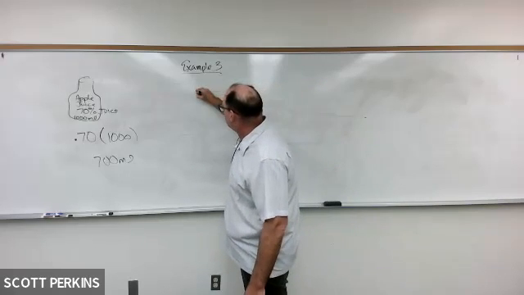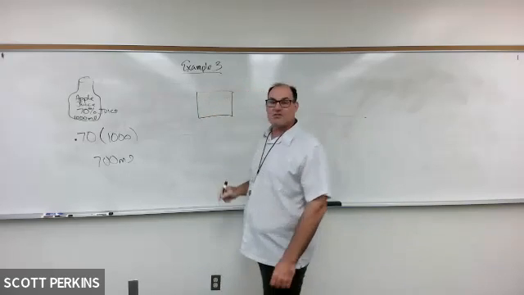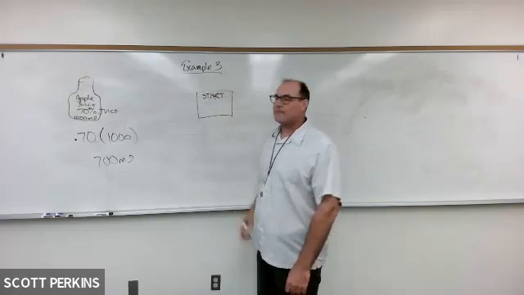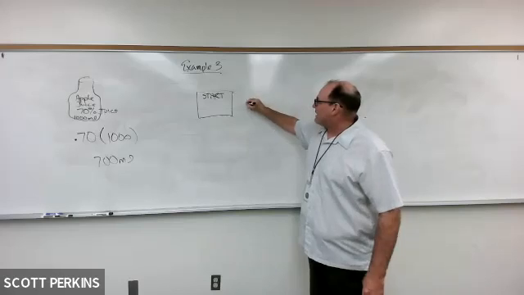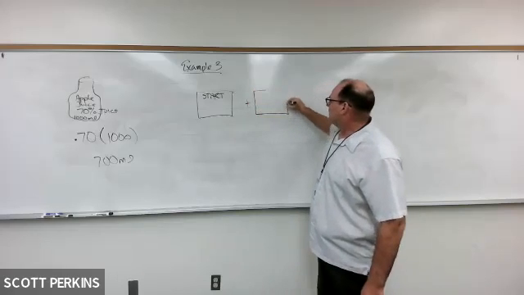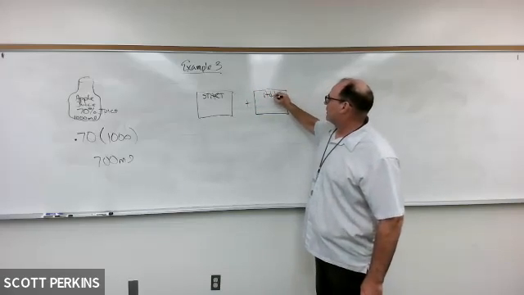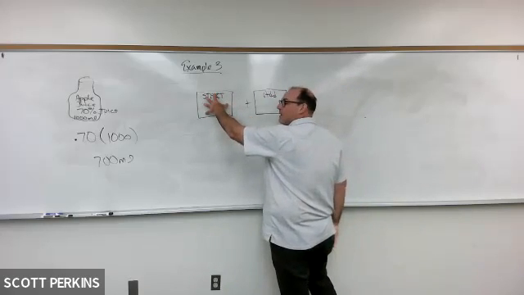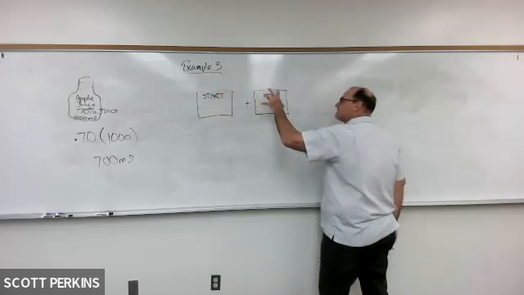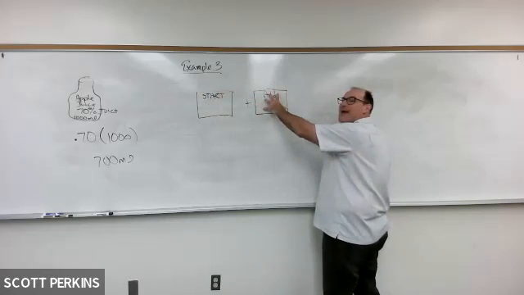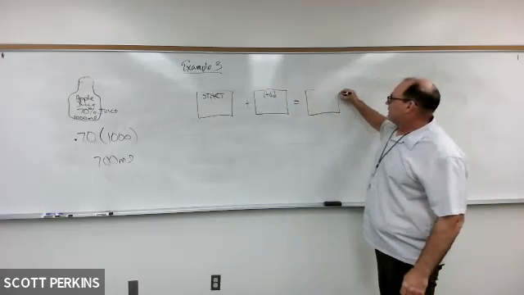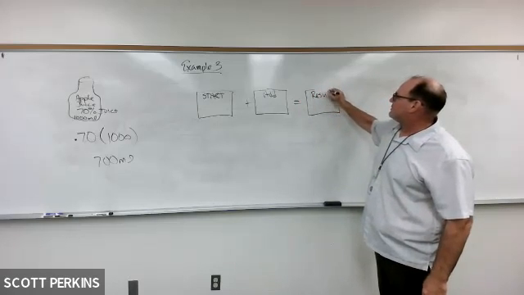So here is the box that represents what I'm starting with. Okay, so I'm just going to write the word I'm starting with this. And then I'm going to add to it something. We're going to define these things. Okay, so this box represents the volume of what I've started with. This is going to represent the volume of what I'm adding. And then over here, here's my equal sign. This box represents my result.